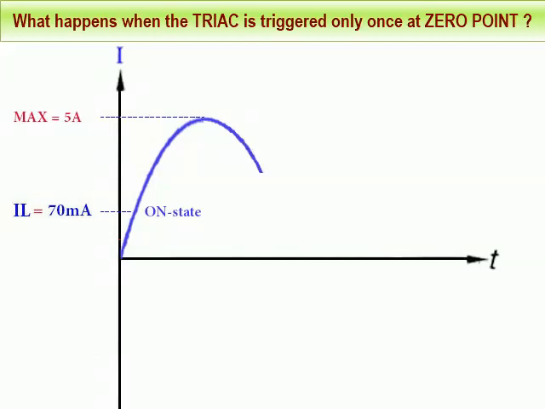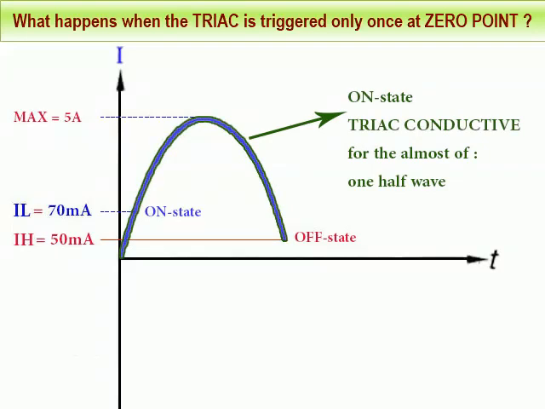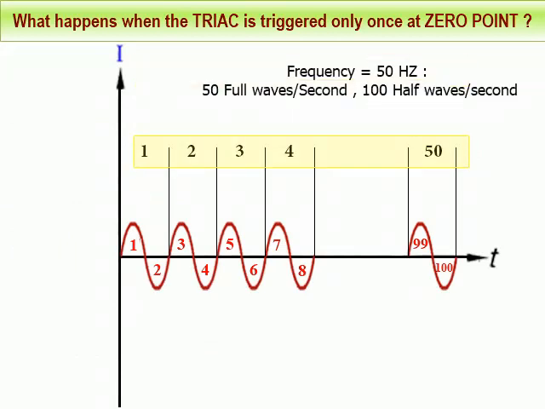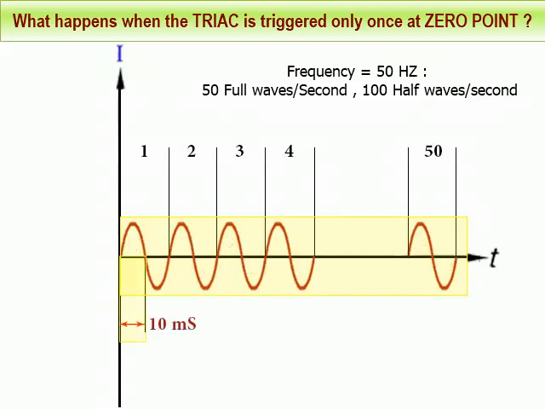When it reaches the value of IH, 50 mA, the TRIAC enters the off state. Of course, it will switch off because the triggering signal is not present. So, the device disconnects and stops operating. The result is, by triggering the TRIAC just once, the device operates for most of the half-wave time, which means for about 10 milliseconds. This is of course when working at a frequency of 50 Hz of the AC current, that means 50 full waves, or 100 half waves per second, so the half-wave time is 10 milliseconds.